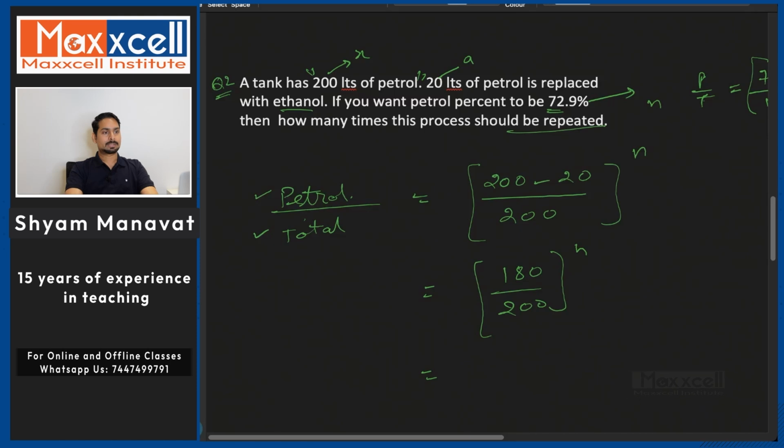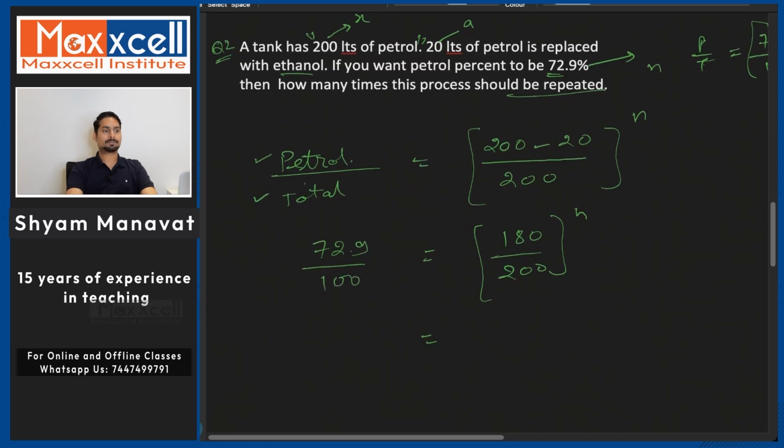Petrol by total. So petrol here, petrol by total ratio is what? 72.9 by 100. This is what we want. Now if you simplify this, this is 9 by 10. Now this is 9 by 10 to the power n is 729 by 1000. Now if I remove this decimal, I get 0 here. So you can understand this is 1000. 1000 is what? 10 cube. And if you have watched all my videos, you must be aware about 729 is cube of which number?